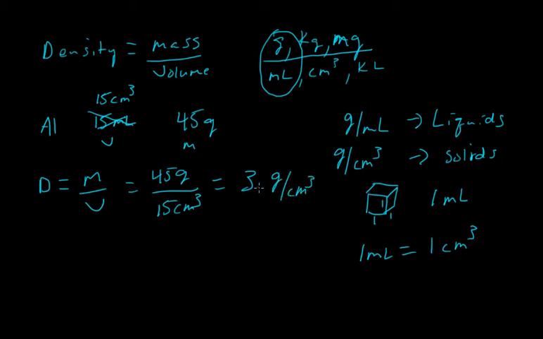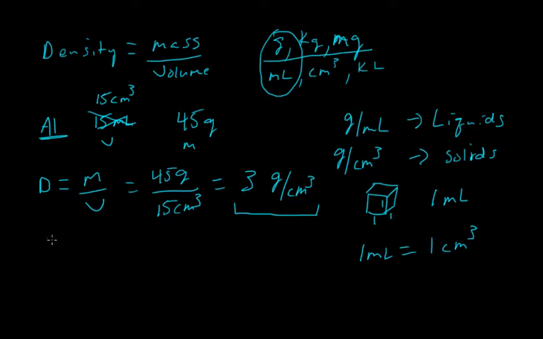Now if you were to actually look up the density of aluminum, it would not be 3 grams per cubic centimeter. I sort of made these numbers up, but it still works mathematically. Just know that this technically isn't the real density of aluminum if you were to look it up in a chemistry or physics textbook. But anyhow, in a nutshell, this is how you work out density problems.